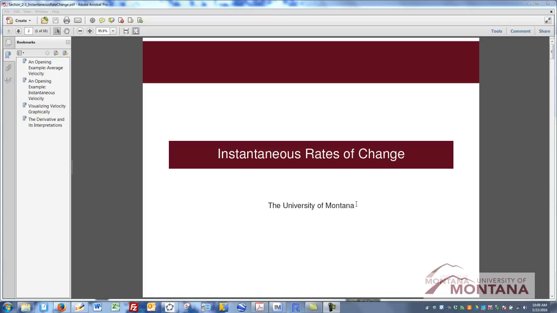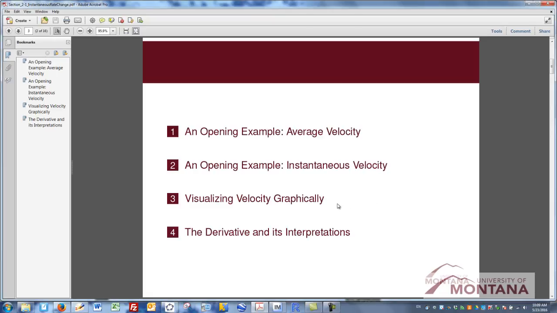So in this video lecture, what I plan to do is give you an opening example, so give you some data and talk about how we could use the data to compute average velocities. And then we'll move on from there to talk about how we could use that data to extend our investigation to try to get a sense of, well, what instantaneous velocity would be. And then once we do those two numeric calculations, what we'll do is then move on to talk about visualizing velocity graphically and then generalizing what we've done as the derivative and how it's interpreted. So let's go ahead and get started.